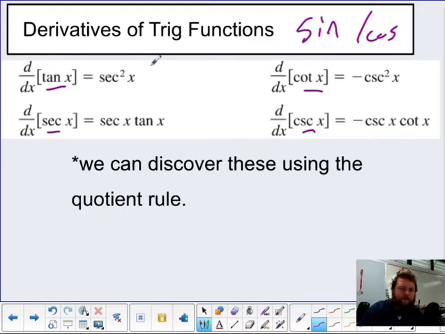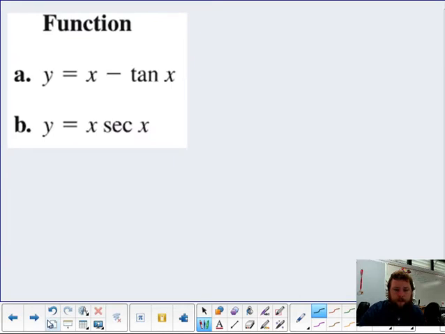So you're like, these are kind of random. Like, how do they figure this out? And we can actually discover these using the quotient rule. But I'm going to hold that off for a class activity, or you can do it at home. Just write tangent as sine over cosine and use the quotient rule. But let's just practice using those for today.